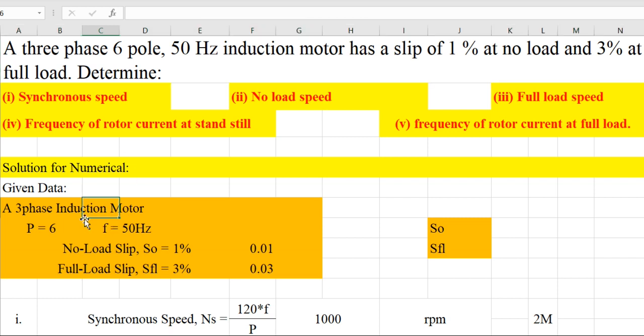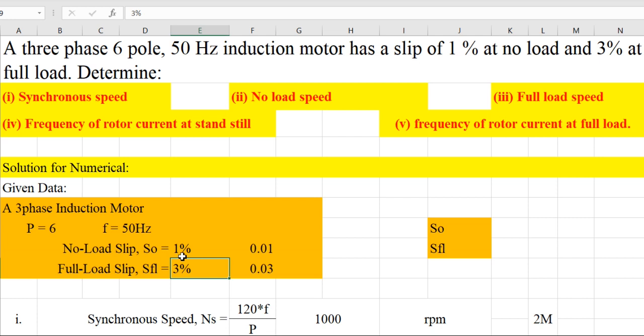First, this is a 3-phase induction motor. The number of poles in the induction machine is given as 6. Then the frequency of the power supply is 50 Hz. Then what is given? The induction motor slip is 1% at no load, that is no load slip S0 is equal to 1%. Then the full load slip will be taken as SFL, that is the full load slip, which is 3%.